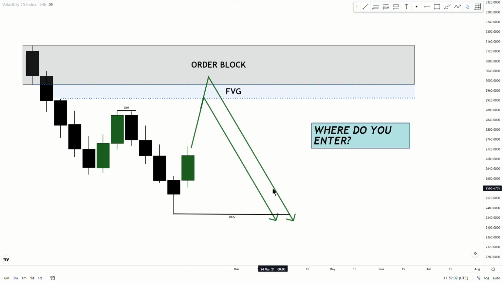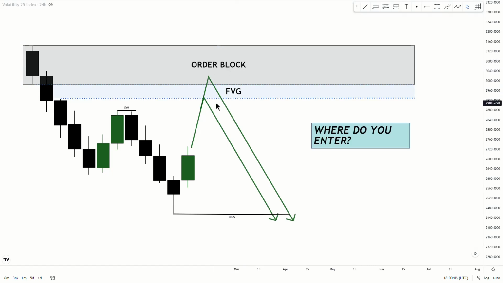Now the advantage of this is that you get in the trade early. If the market only reacts to the fair value gap and reverses, you won't miss that trade. That's the advantage. But the disadvantage here is that the probability of the trade going your way is low. If you enter a trade in the fair value gap, the probability of the trade actually going your way is low compared to the trades that you would have taken in the order block.